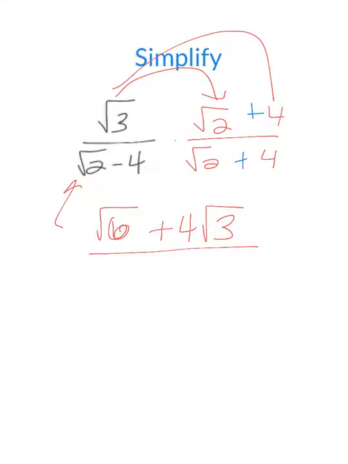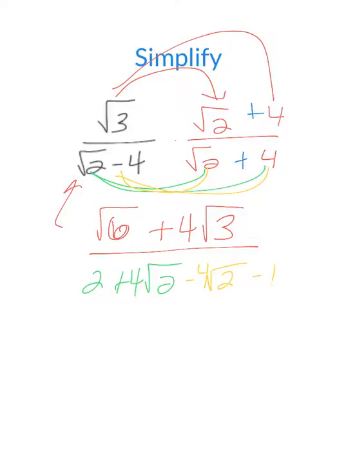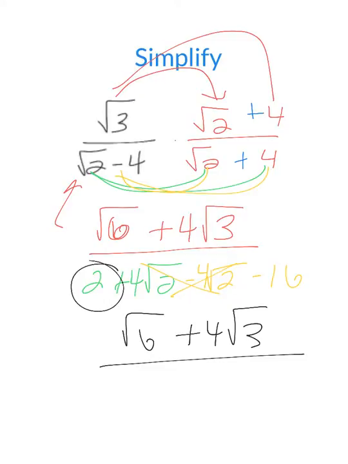In the denominator, root 2 times root 2 is a 2. Root 2 times positive 4 is positive 4 root 2. Then negative 4 times positive root 2 is a negative 4 root 2. And then negative 4 times positive 4 is a negative 16. So those will cancel. So on top we have root 6 plus 4 root 3. And on the bottom we have 2 minus 16, which is negative 14.